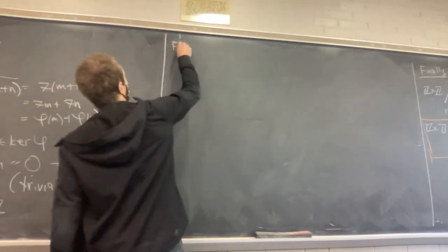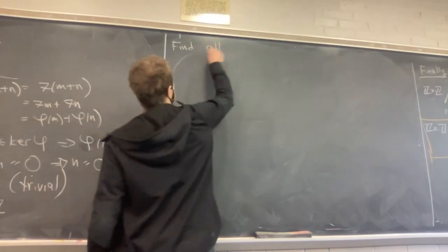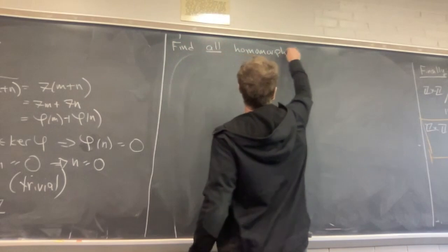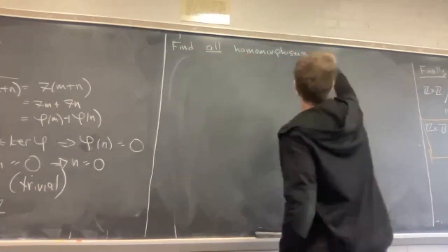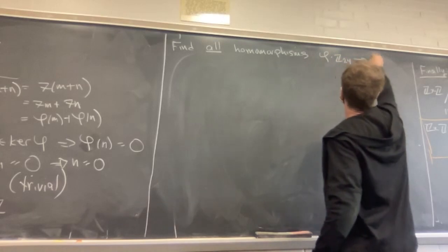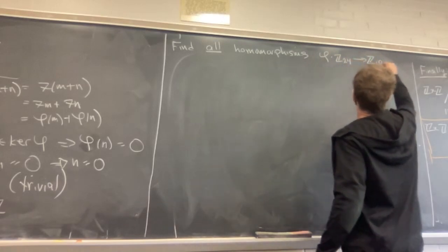So find all homomorphisms, I'll call them phi, from Z24 to Z18.